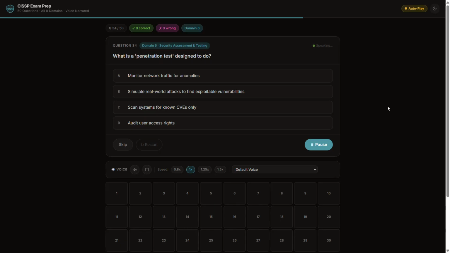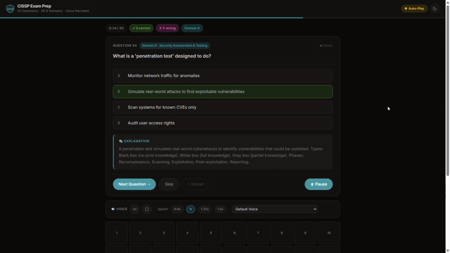Question 34. What is a penetration test designed to do? Options: A. Monitor network traffic for anomalies. B. Simulate real-world attacks to find exploitable vulnerabilities. C. Scan systems for known CVEs only. D. Audit user access rights.